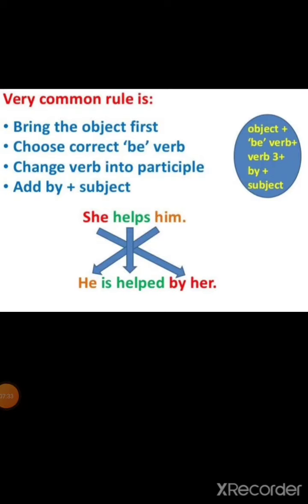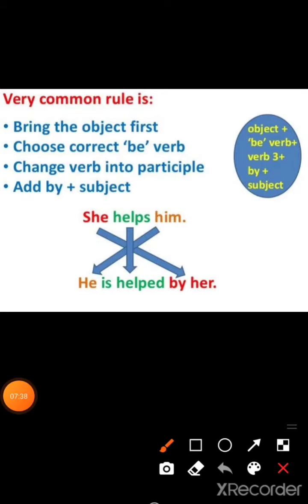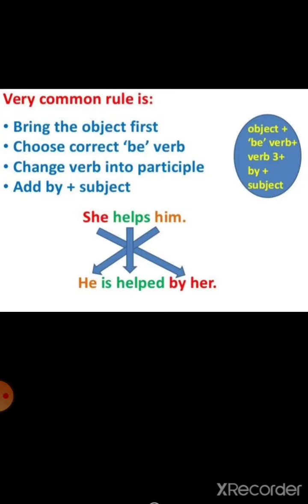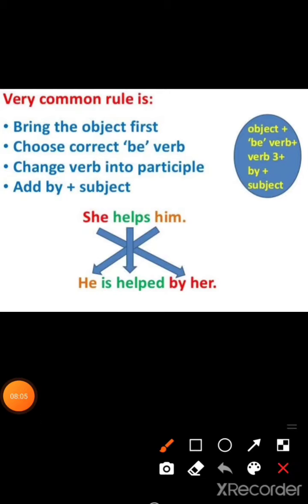She helps him. Here you can see, in the similar way, that she is the subject, helps is the verb, and him is the object. I told you subject will become object, object will become subject. So him will become he. Similarly, her will become she. I will become me. Okay, we will discuss about it later on. So him becomes he. After that, the verb over here is helps. So it is also written in simple present tense.